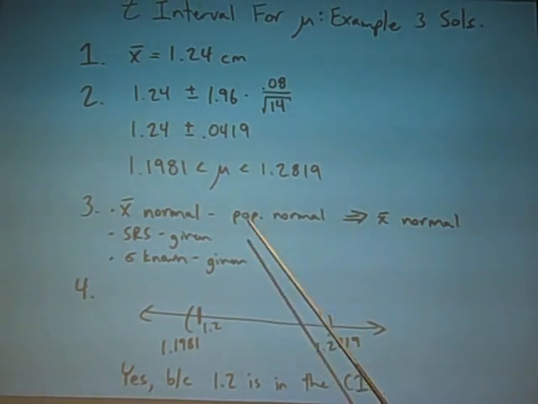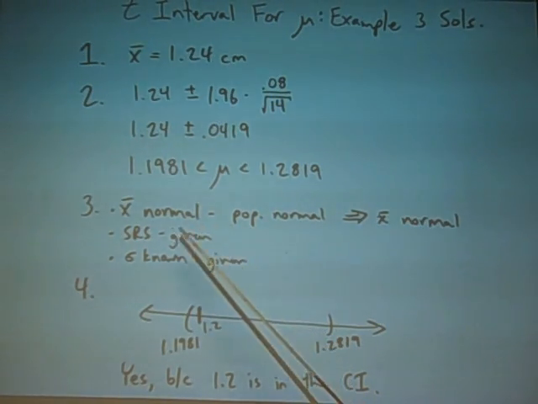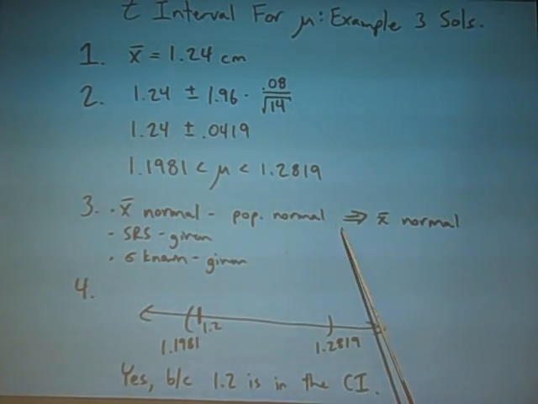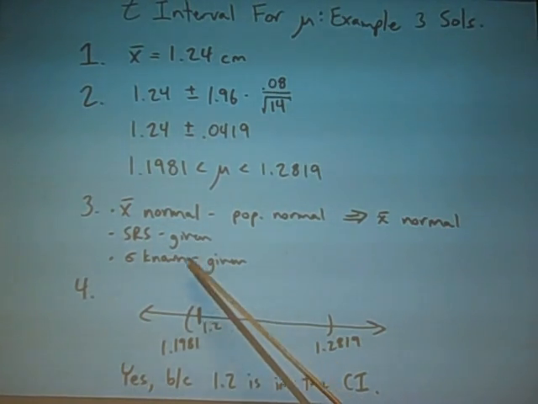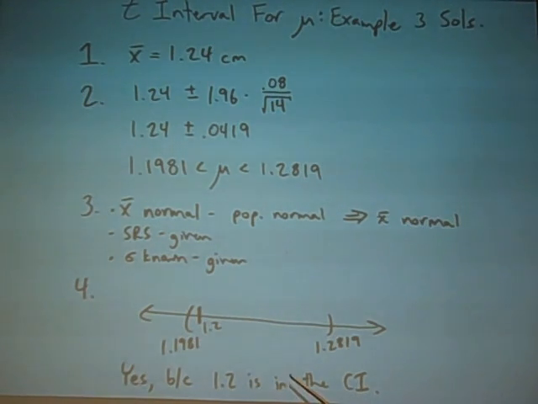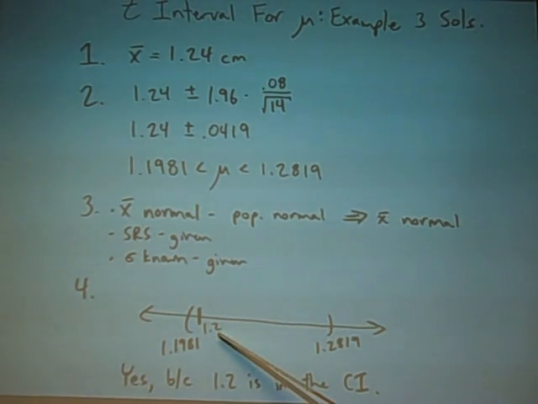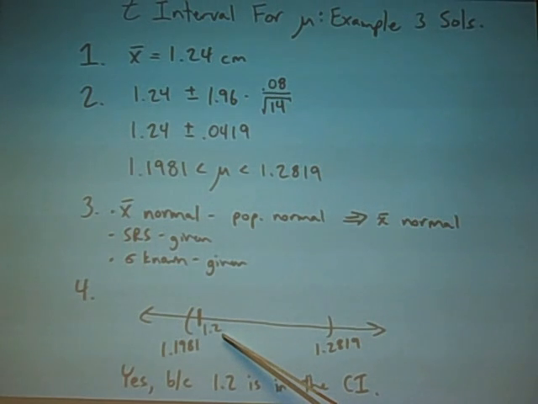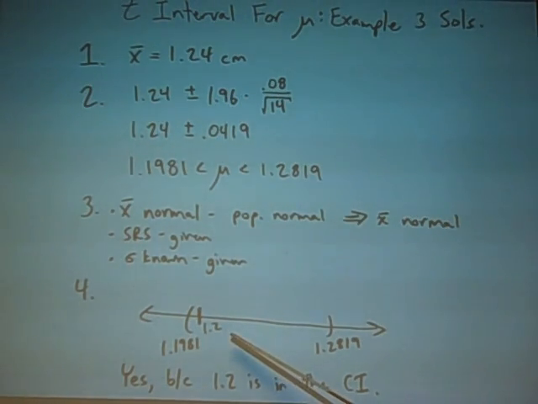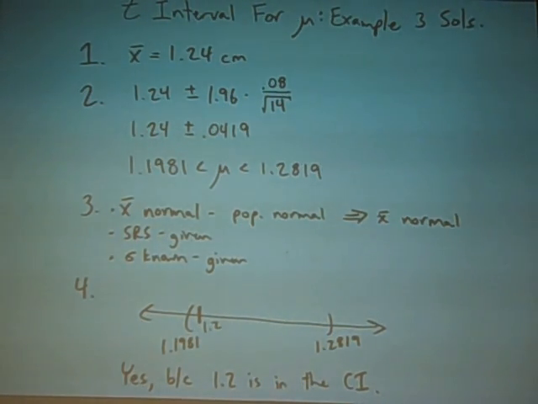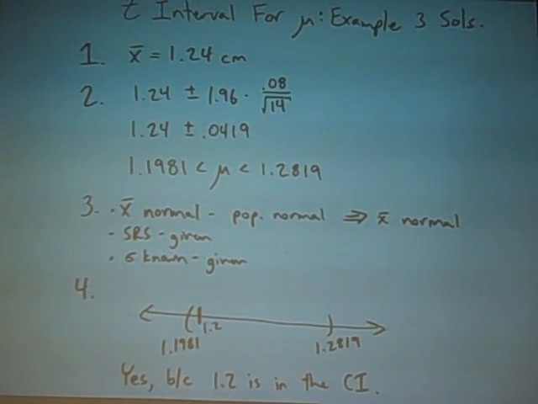In terms of assumptions, X bar normal: the population is normal, which implies that X bar is normal. SRS was given, sigma known, that was given in the problem. And then the question, we're supposed to decide if 1.2 is a reasonable value or something to that effect, right? That was the question. And 1.2 shows up in the interval, so we'd say yes, it's a reasonable value.